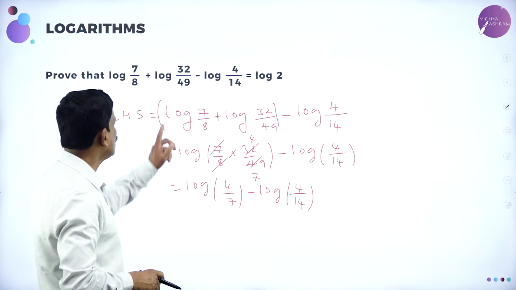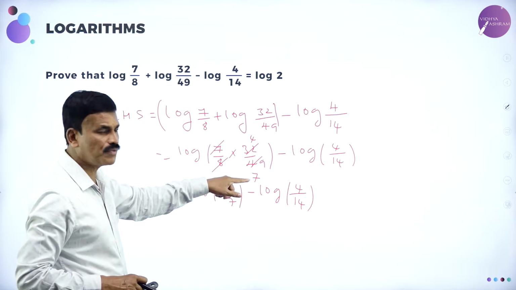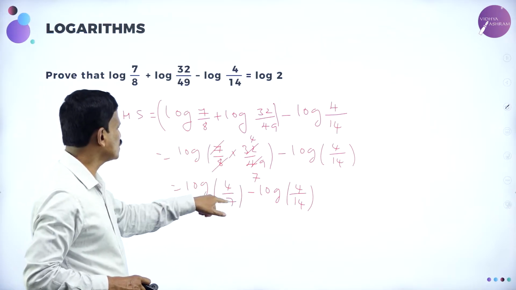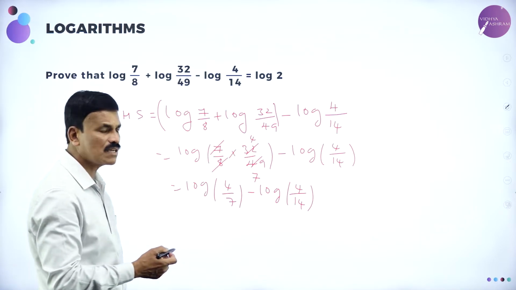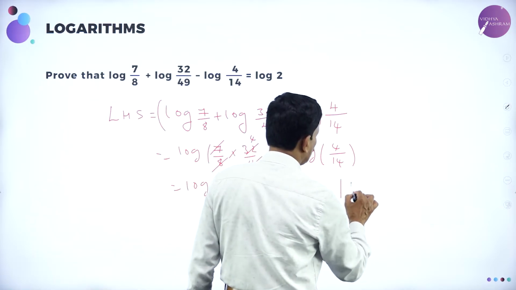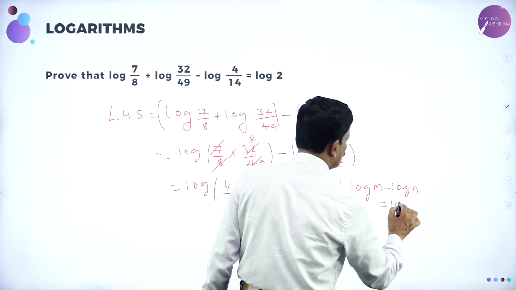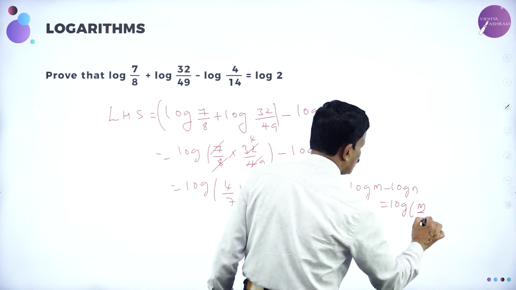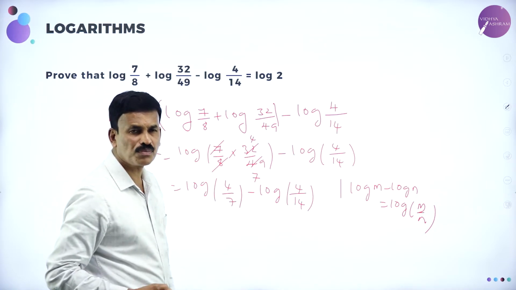See here, log m plus log n is log m into n. Log of 7 by 8 into 32 by 49. 7 sevens are 49. 8 fours are 32. So log 4 by 7 minus log 4 by 14. Again this is of the form log m minus log n. Log m minus log n is equal to logarithm of m by n. So here m is 4 by 7, n is equal to 4 by 14.